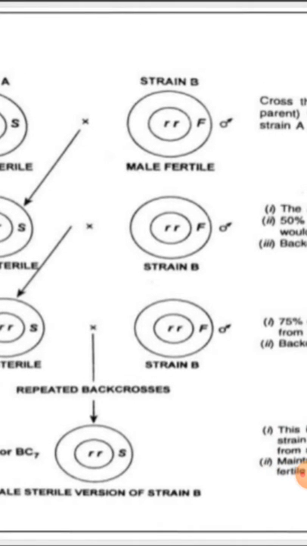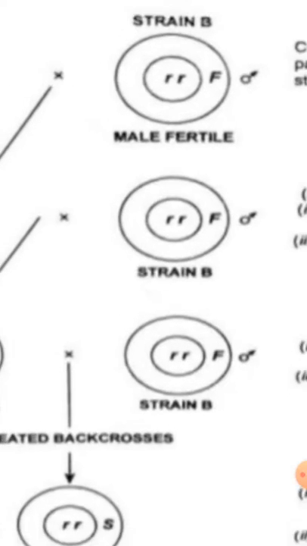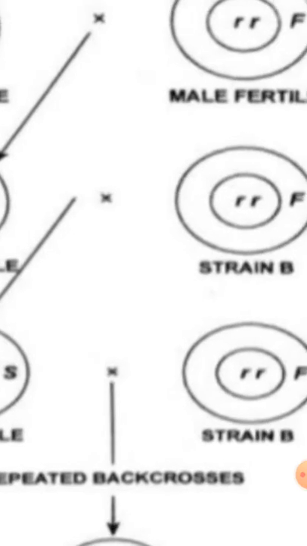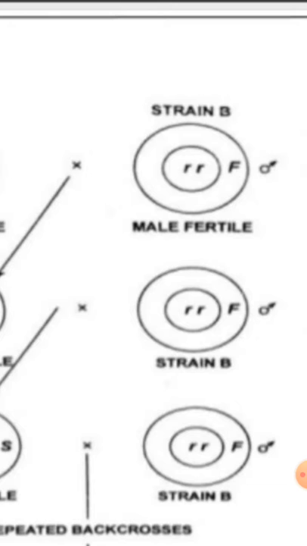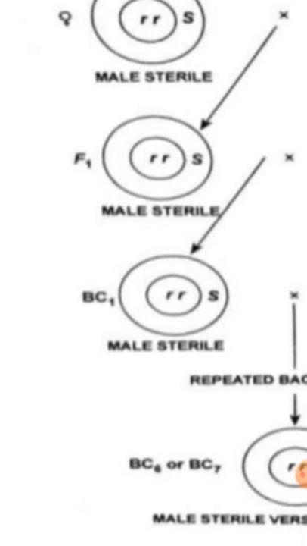strain B. The F1 would be male sterile, with 50% of the nuclear genes from F1 and 50% from strain B. Backcross this F1 with strain B. Again, you can see here, we are backcrossing the male sterile line with strain B, that is, with the recurrent nuclear gene and cytoplasmically male fertile.